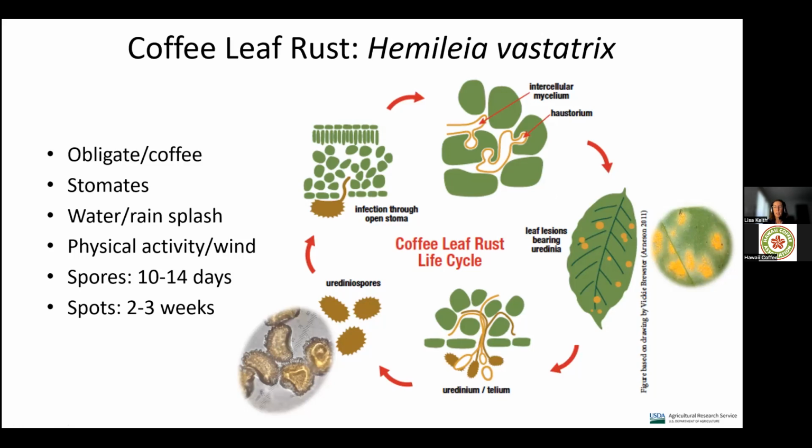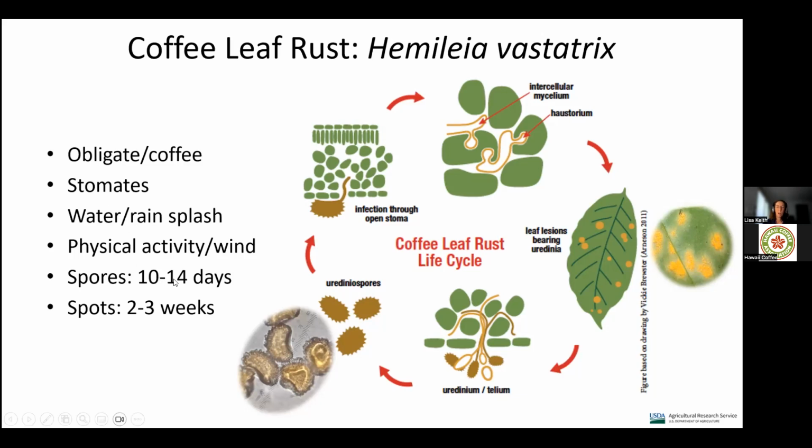Water is very important. It needs enough water to germinate. Rain splash is the typical way this pathogen spreads locally. So from the leaves to other branches to close trees, this is probably the main way. Physical activity like people, like animals can spread because these spores love to hitch rides and move. Wind does play a role, but not probably as big as other rusts.